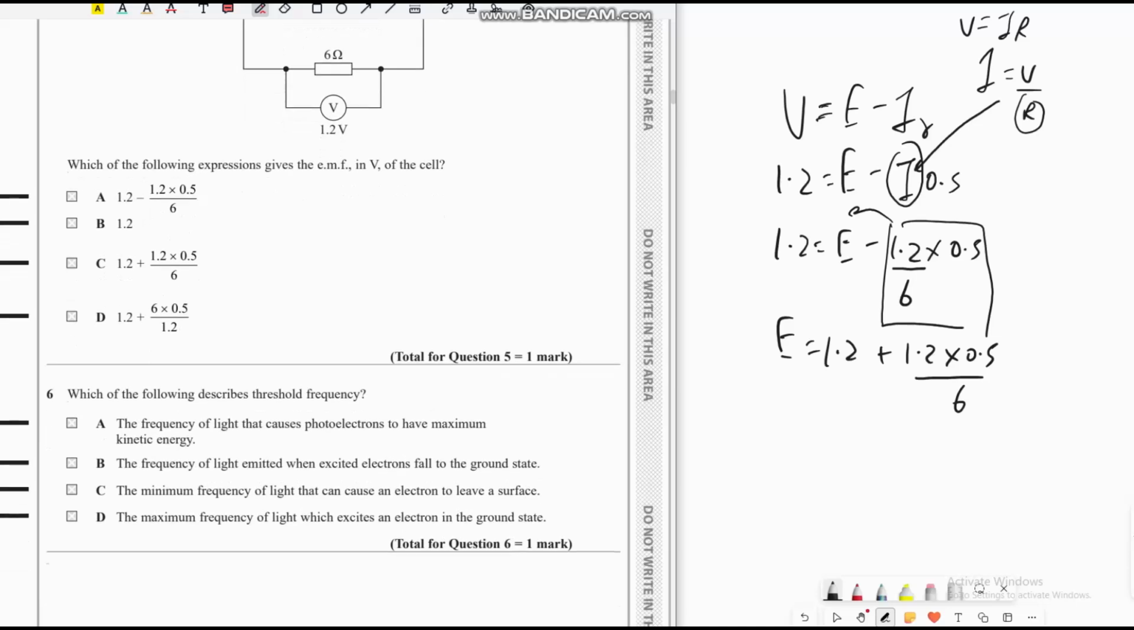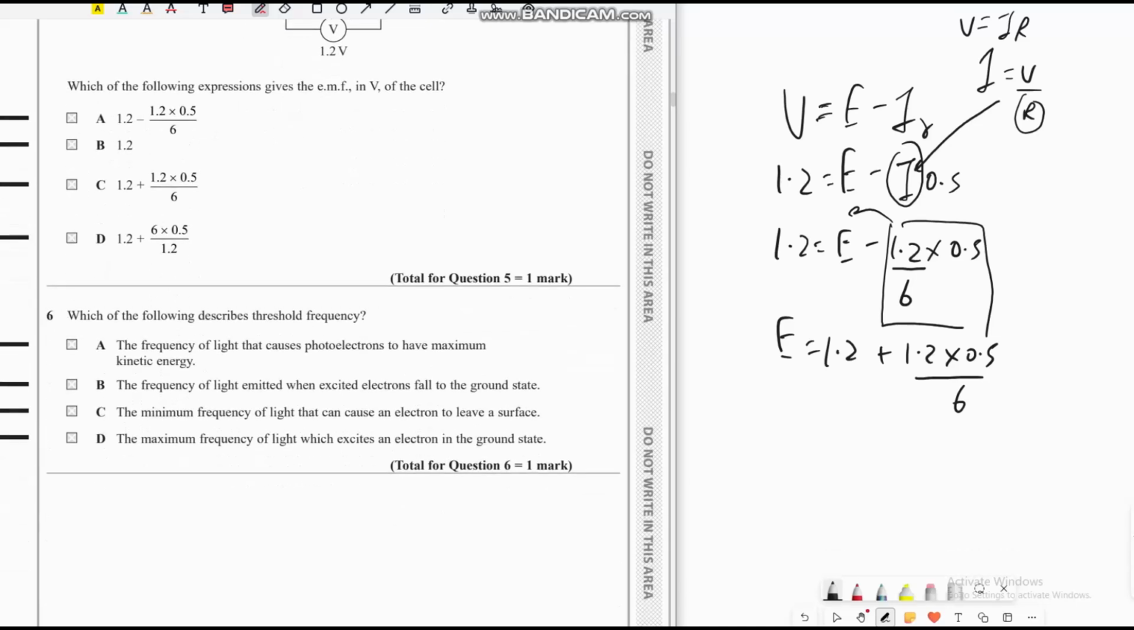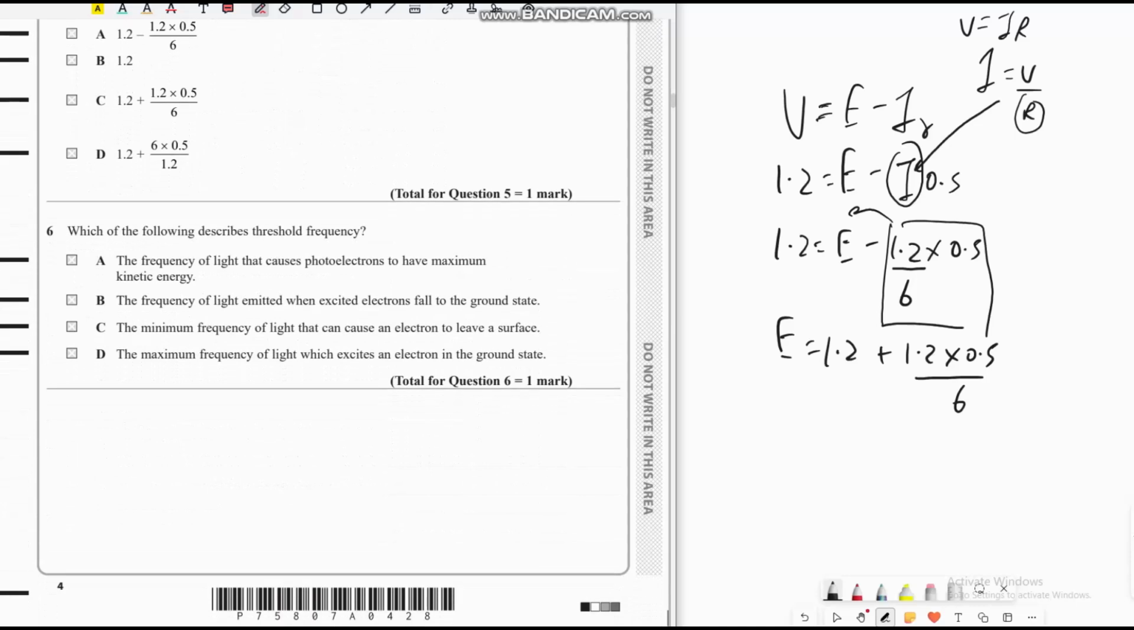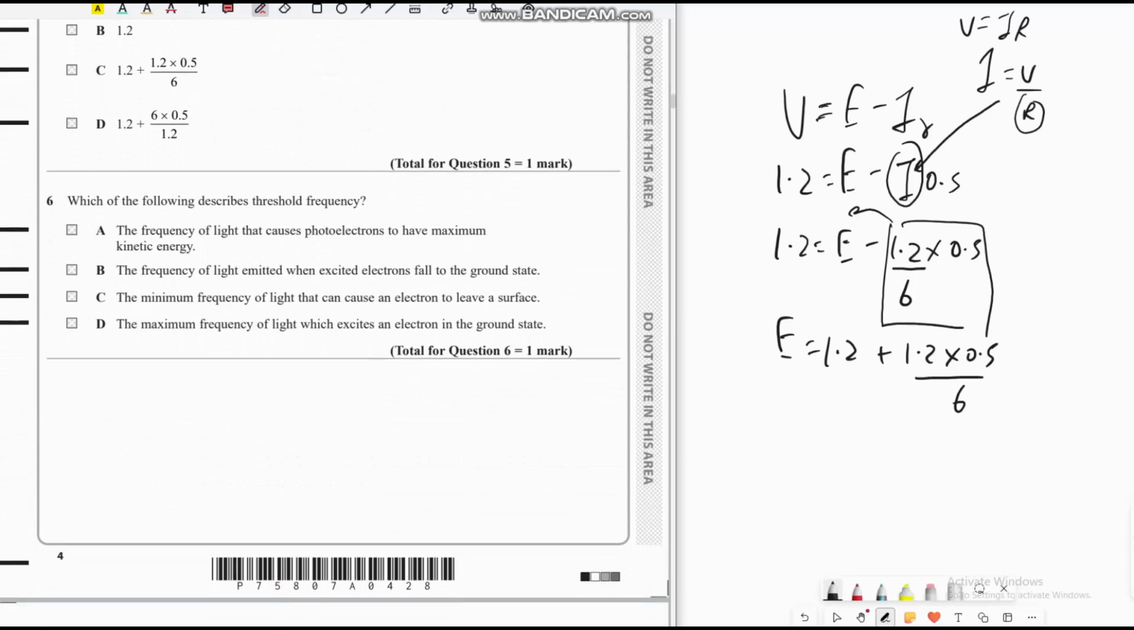Question number 6. Which of the following describes threshold frequency? The frequency of light that causes photoelectrons to have maximum kinetic energy. No, that's obviously wrong. Frequency of light emitted when excited electrons fall to the ground state. No. The minimum frequency of light that can cause an electron to leave the surface. The maximum frequency of light which excites an electron in the ground state. The answer is minimum frequency. So the answer is C. With the theory you have learned about threshold frequency, you know it. Move to the next question.